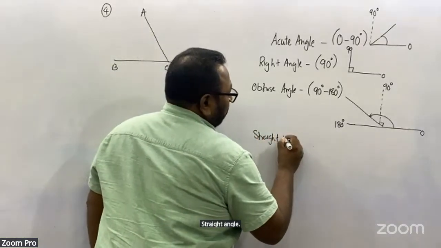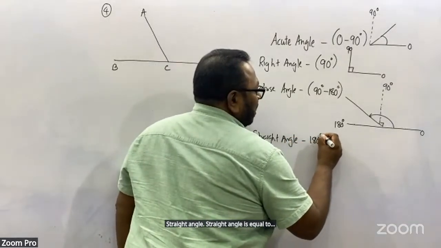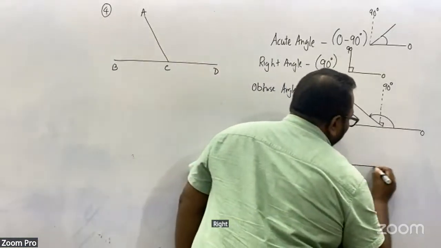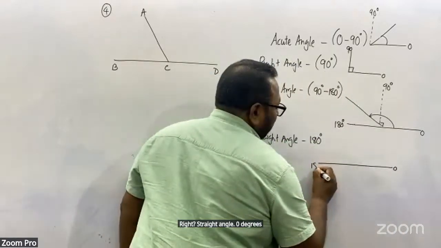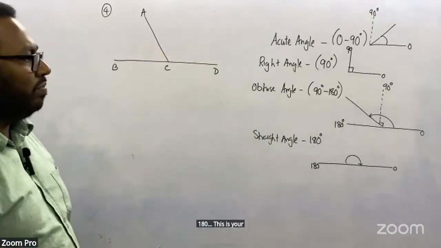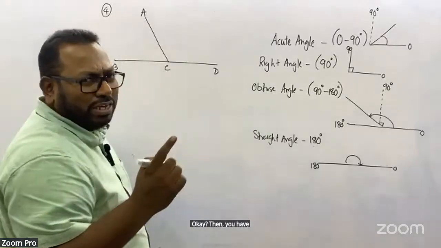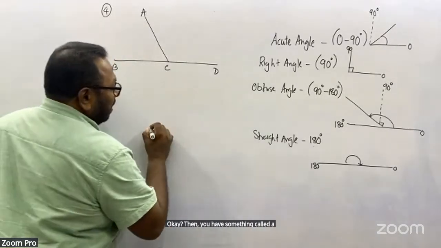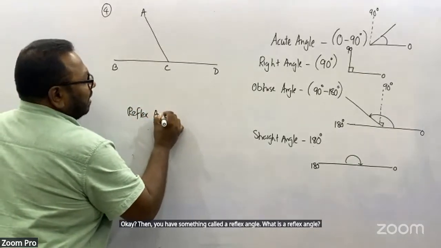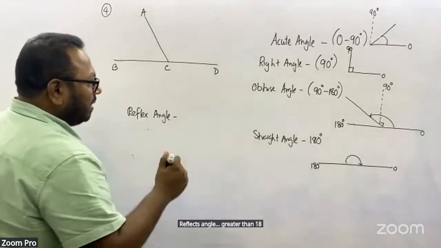Okay. Then straight angle. Straight angle is equal to 180 degrees, right? Straight angle. 0 degrees, 180. This is your straight angle, which is equal to 180. Okay. Then you have something called a reflex angle. What is a reflex angle? Reflex angle greater than 180, less than 360.